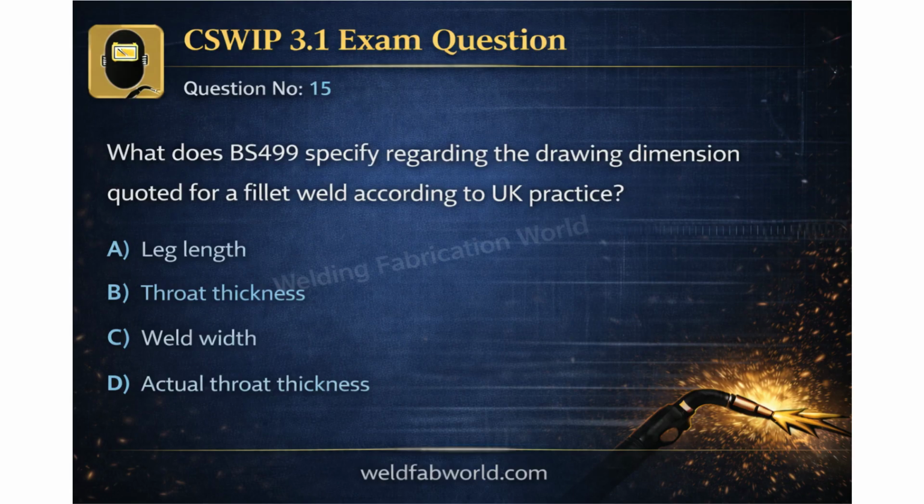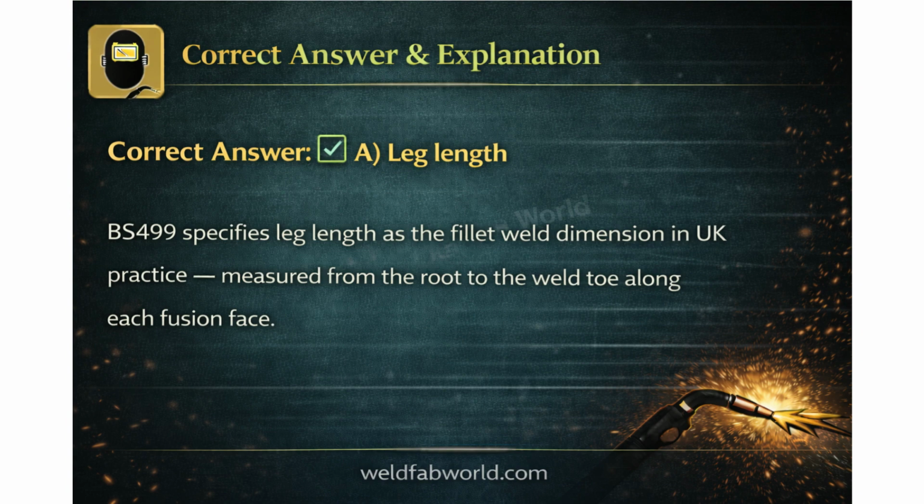Question 15. What does BS 499 specify regarding the drawing dimension quoted for a fillet weld according to UK practice? Options: A, leg length, B, throat thickness, C, weld width, D, actual throat thickness. Answer: A. Leg length. BS 499 specifies leg length as the fillet weld dimension in UK practice, measured from the root to the weld toe along each fusion face.